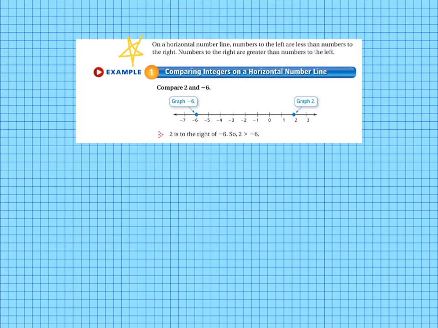So we are going to compare some numbers on the number line, and we are comparing positive 2, or just 2. When you see a number without a sign in front of it, it is positive. And we're comparing that with negative 6. So we graph 2 over here to the right of the 0 and negative 6, which is to the left of the 0. So 2 is to the right of negative 6, so 2 is greater than negative 6.